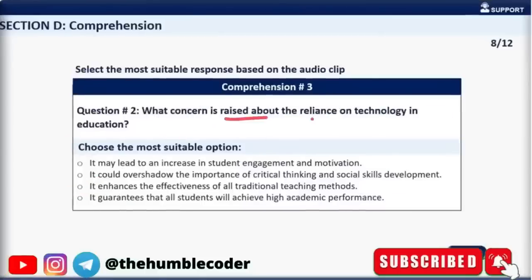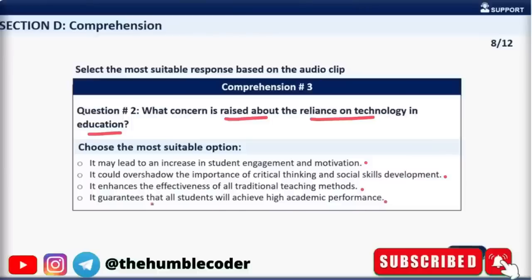What concern is raised about the reliance on technology in education? The options that we have are, it may lead to an increase in student engagement and motivation. It could overshadow the importance of critical thinking and social skill development. It enhances the effectiveness of traditional teaching methods. It guarantees that all students will achieve high academic performance.